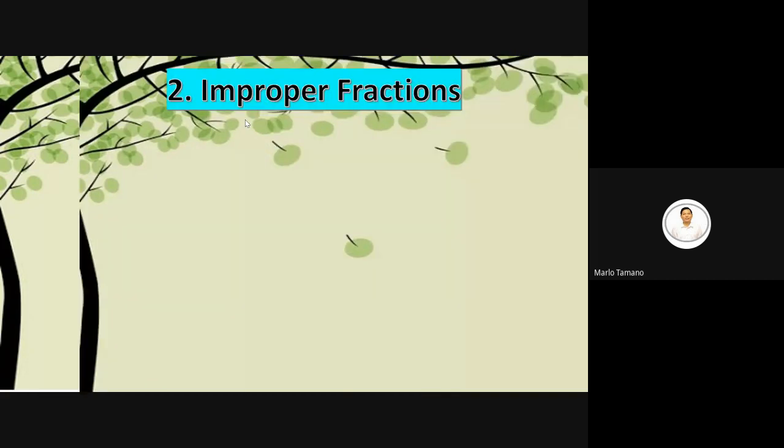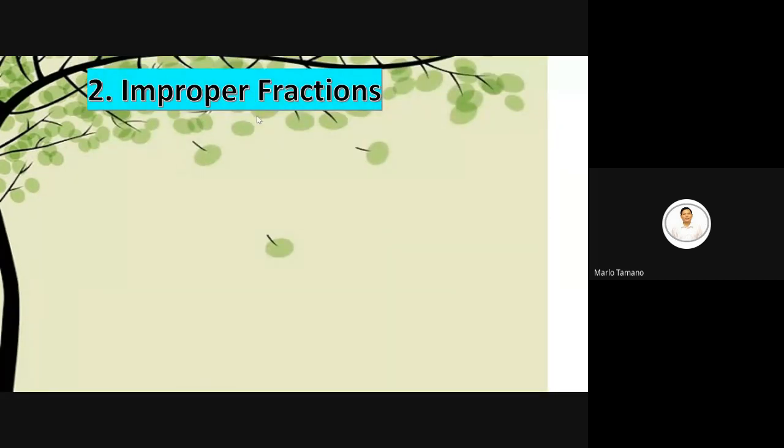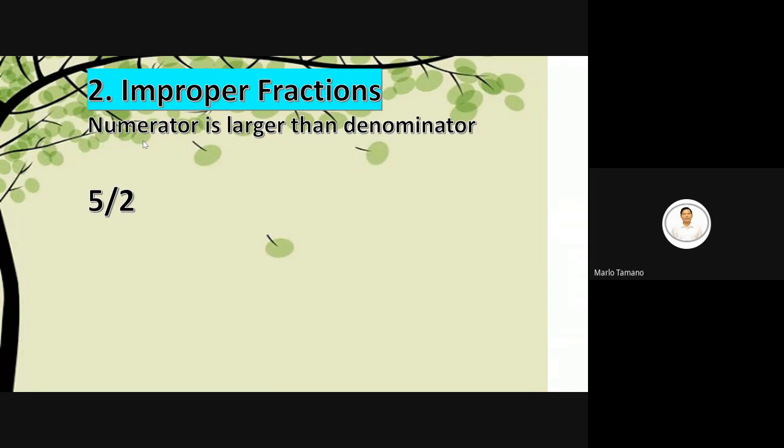Okay po. Next. Number 2 is improper fraction. When we say improper fraction, it's a fraction where the numerator is larger than the denominator. Example, we have here 5 halves. Binaliktad ko lang yung example natin sa proper kanina. So 2/5, ginawa kong 5 halves. Another example we have here, 11/5. Next, we have 13/8. Next, we have 25/5.